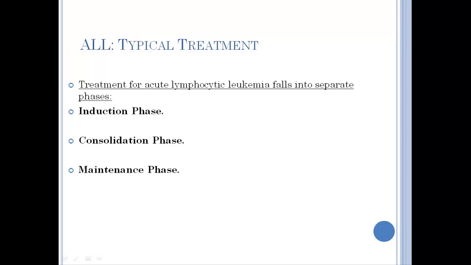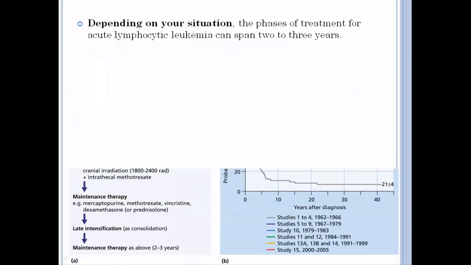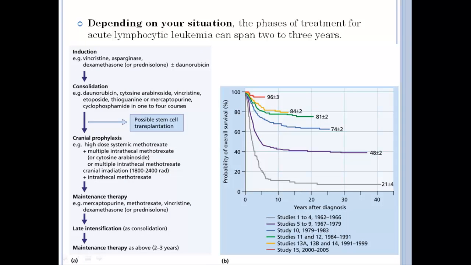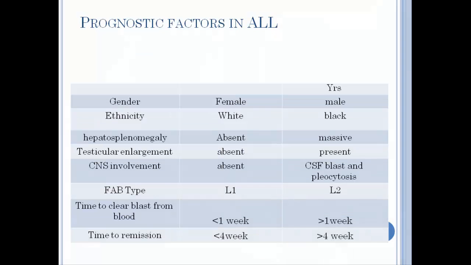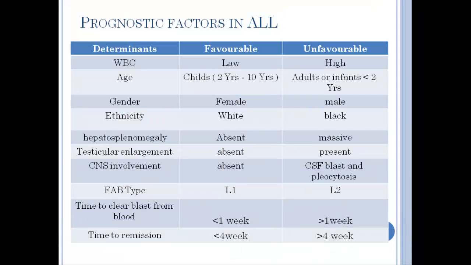myeloblastic leukemia. In this diagram, you can see each drug which is required during every phase. Depending on your situation, the phases of treatment for acute lymphoblastic leukemia can span 2 to 3 years. Prognostic factors in acute lymphoblastic leukemia. It might be favorable or unfavorable.